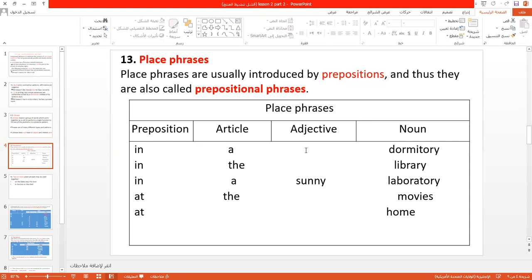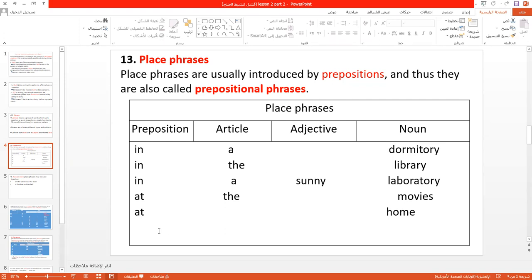Good. Here I don't put an adjective, because an adjective is something optional, اختياري. Can we add, for example, an adjective here? Can anyone add an adjective, please? Huge. Very good. For example, a huge dormitory. A nice dormitory. Okay. In the library, can we add? Central. A central library. Very good.